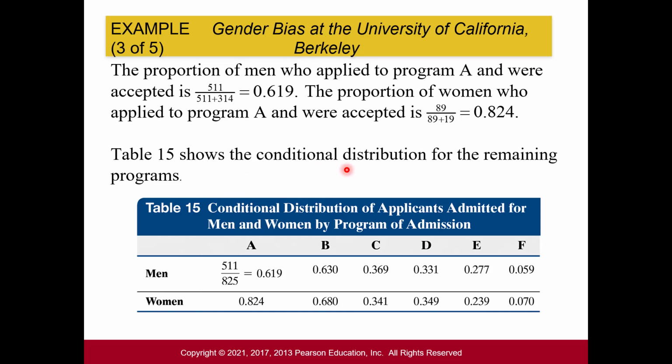And so we have the conditional distribution for the other remaining programs. Similar calculations will get these conditional distribution values. Notice what we have, the two that we just talked about for men and women of program A. For program B, it looks like the amount of women accepted was higher as well, 68% compared to 63%. Program C, they're roughly about the same. Same for program D. Program E seems like just slightly more men, and then program F, more women.